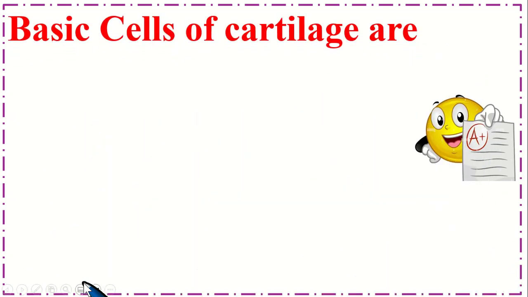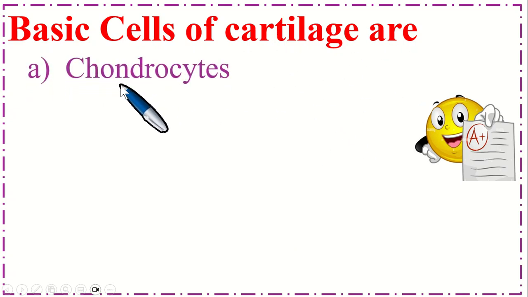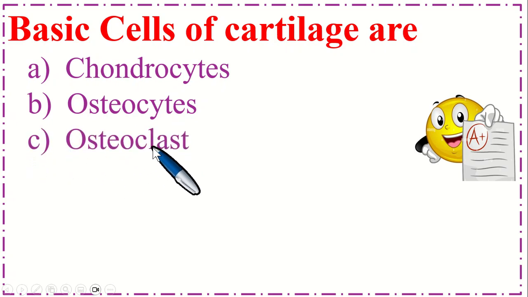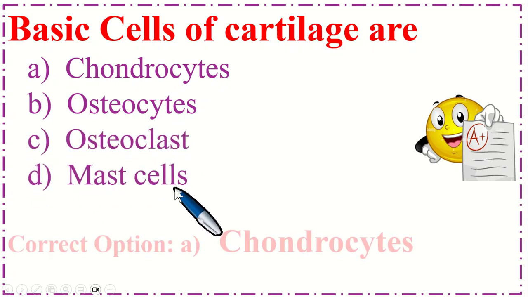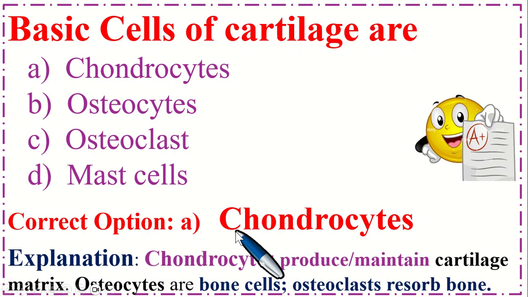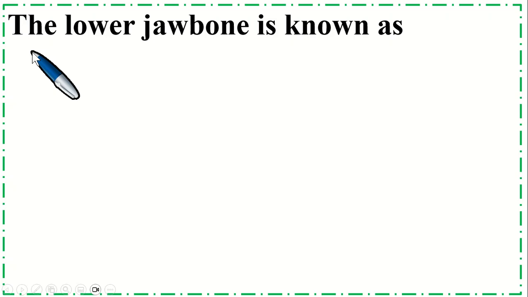So, basic cells of cartilage are option A chondrocytes, B osteocytes, C osteoclasts, and option D mast cells. So the correct option is A, chondrocytes. Chondrocytes produce and maintain the cartilage matrix. Osteocytes are bone cells. Osteoclasts resorb bone. So this is a very important MCQ.